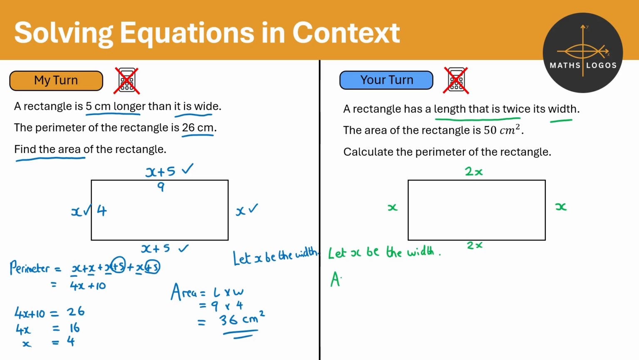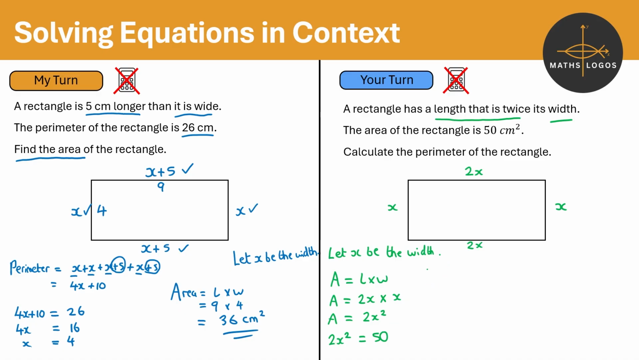So the area is the length multiplied by the width. Well, the length is 2x and the width is x. So 2x multiplied by x is 2x squared. And it also says the area of the rectangle is 50 centimeters squared. So we can then say 2x squared is equal to 50, like this.